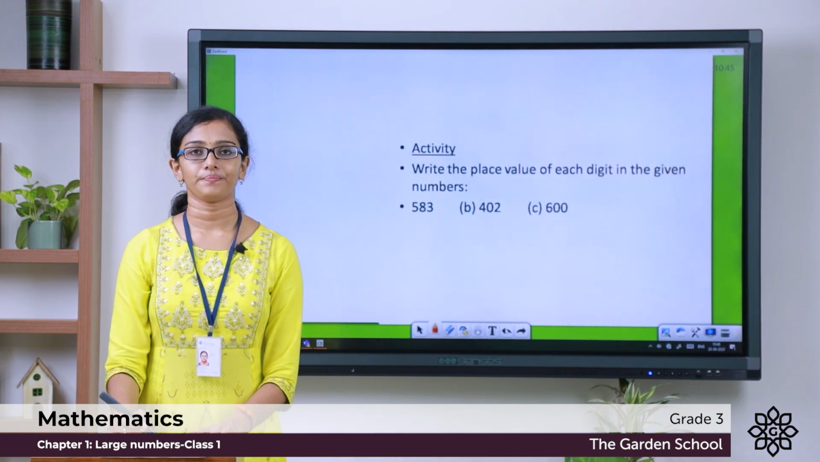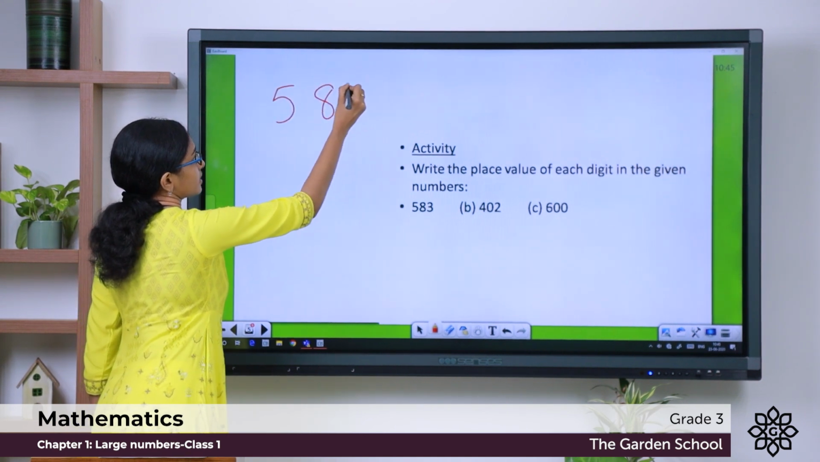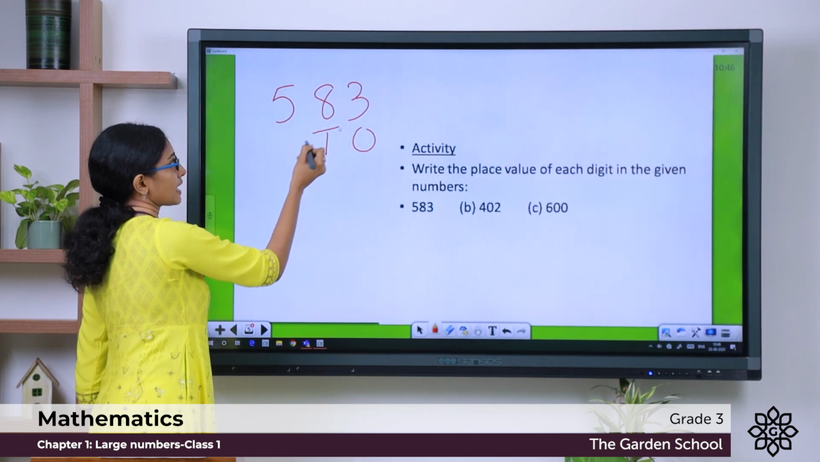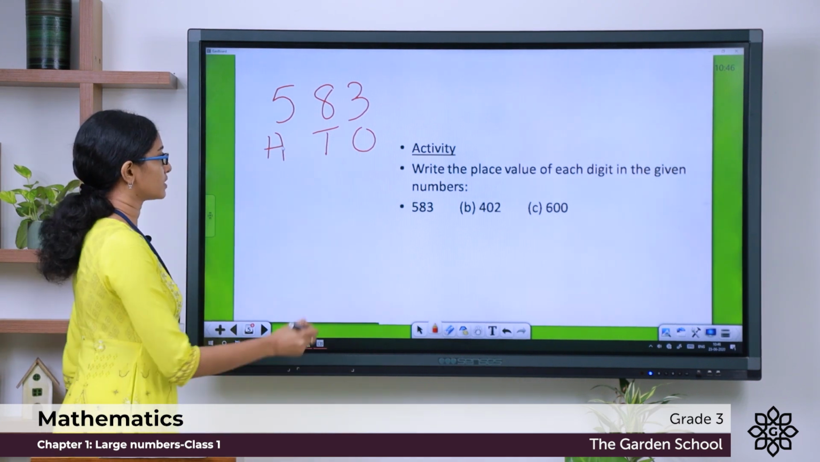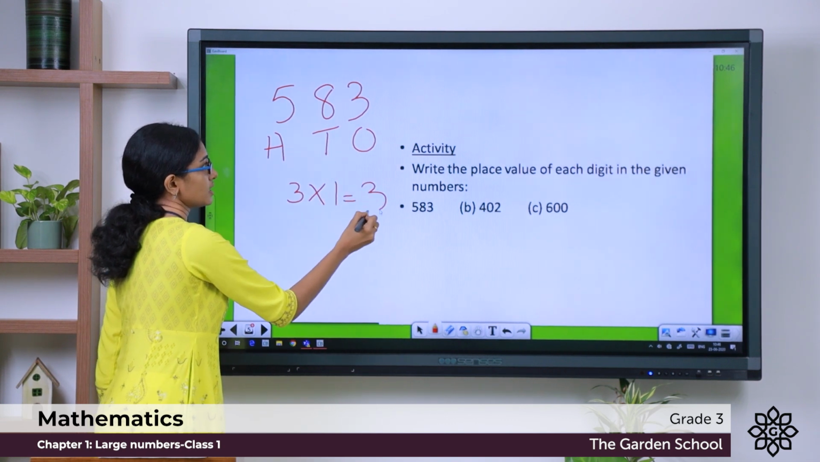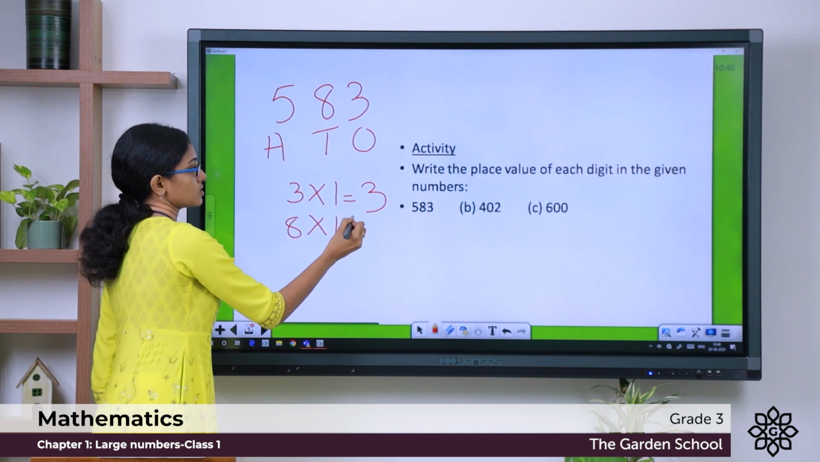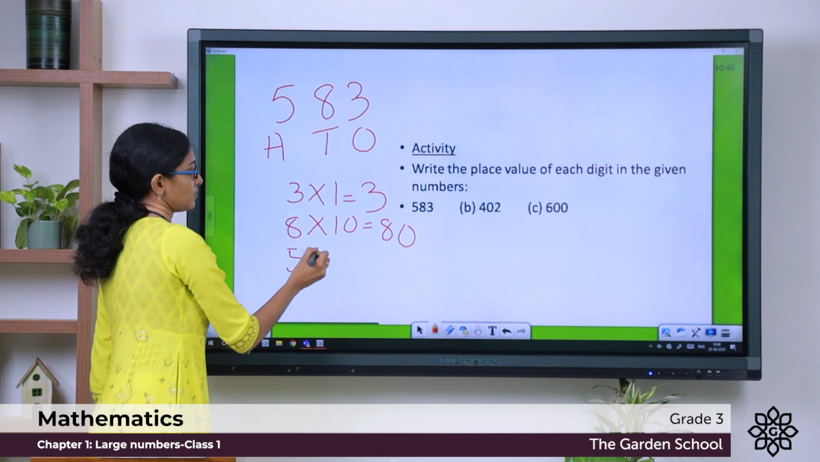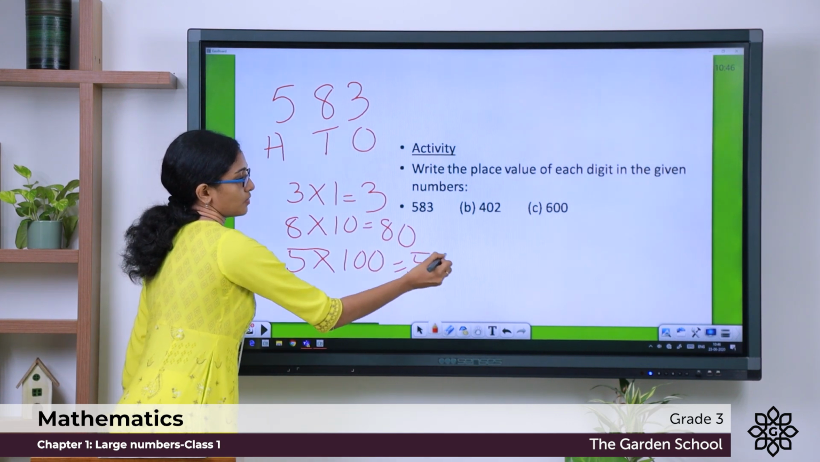Let's see the first number. It's 583. Here we have 3 in the 1's place, 8 in the 10's place and 5 in the 100's place. So the place value of 3 will be 3 1's or 3 into 1 equal to 3. Place value of 8 will be 8 10's or 8 into 10, which is 80. Place value of 5 will be 5 100's or 5 into 100, which is 500.